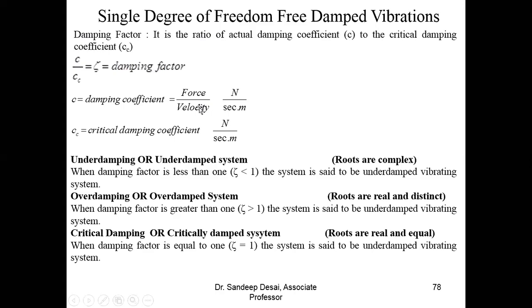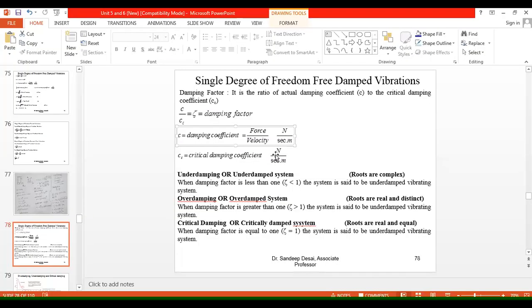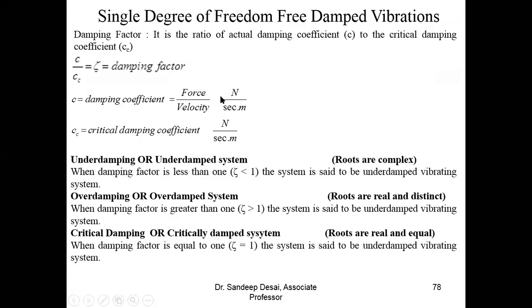Let me just correct it. I think I should correct it. Newton second per meter. Please correct it to Newton second per meter. Force divided by velocity. Force is Newton, velocity is meter per second, which again we had discussed in the morning session.